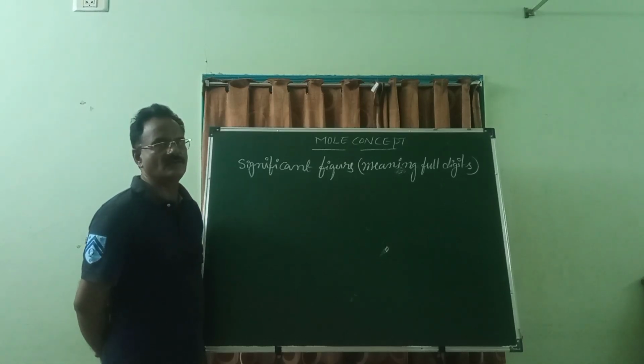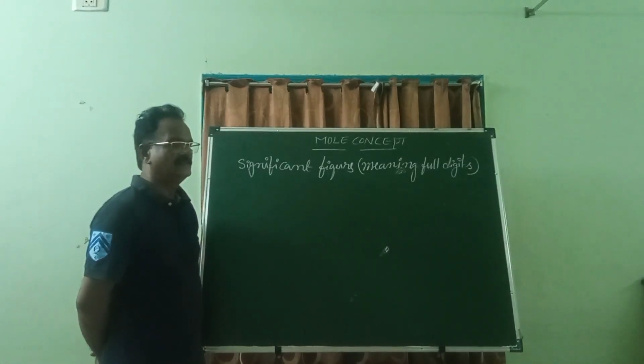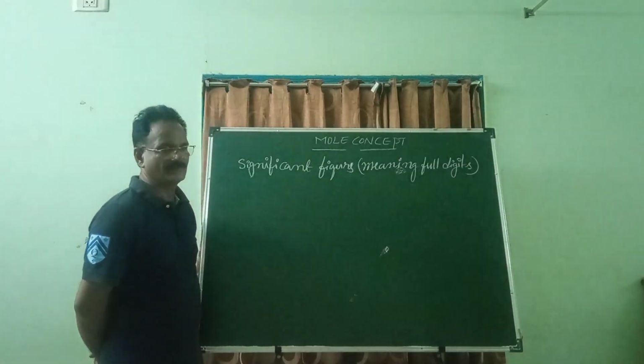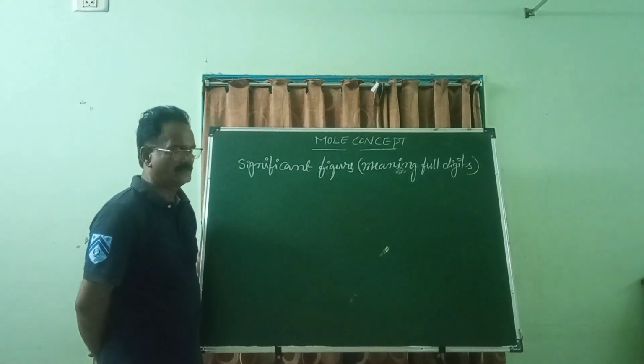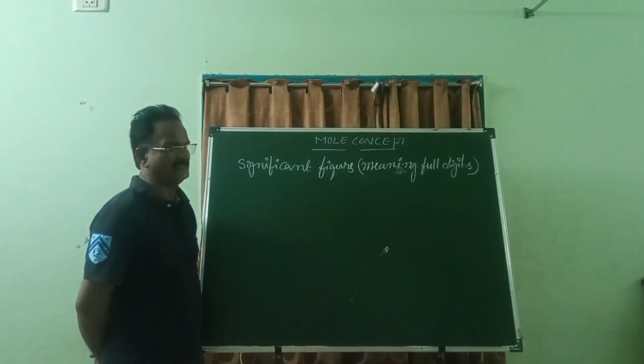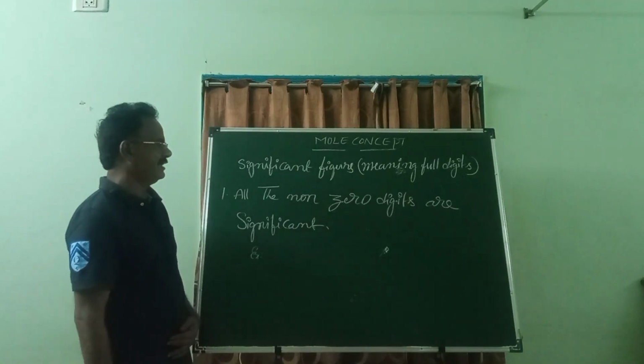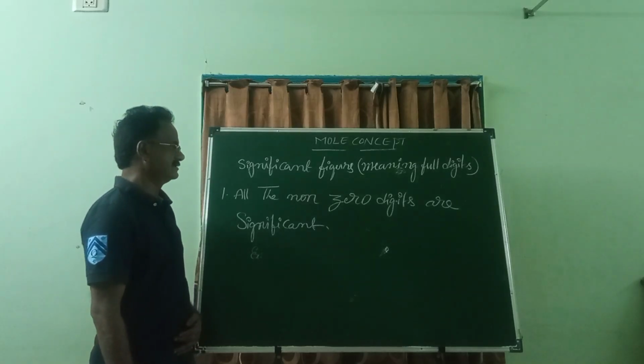Significant figures are also called meaningful digits. These are useful to represent experimental data in a reliable manner. These significant figures have 7 rules. One has to follow these 7 rules. This is rule number 1 among the 7 rules.